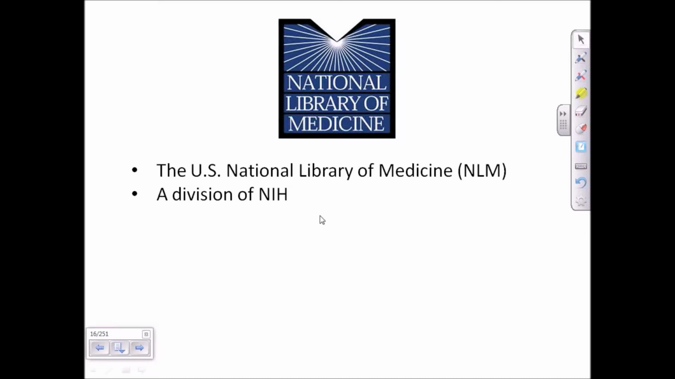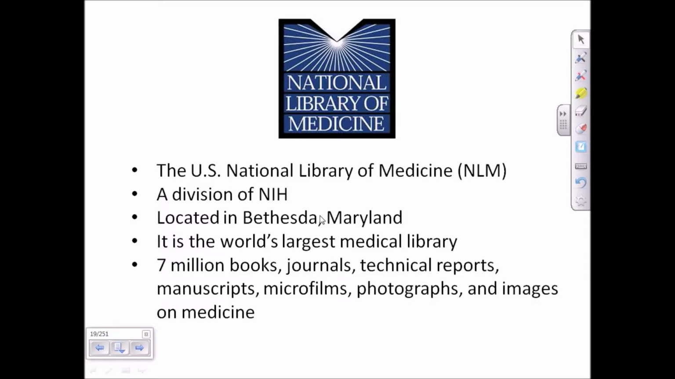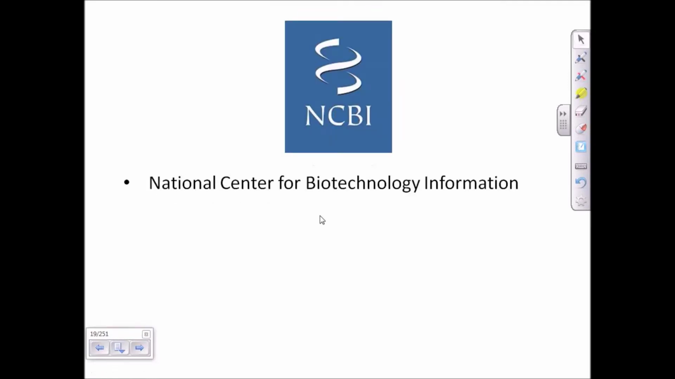The National Library of Medicine is a division of the National Institutes of Health. It's located in Bethesda, Maryland, and it's one of the world's largest medical libraries. It contains 7 million books, journals, technical reports, manuscripts, microfilms, photographs, and images related to the broad topic of medicine.